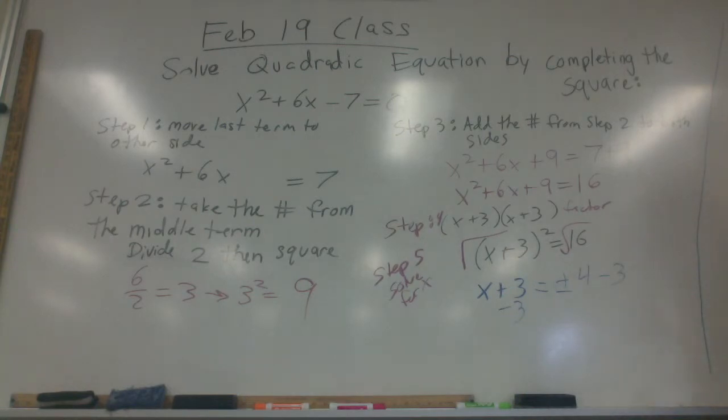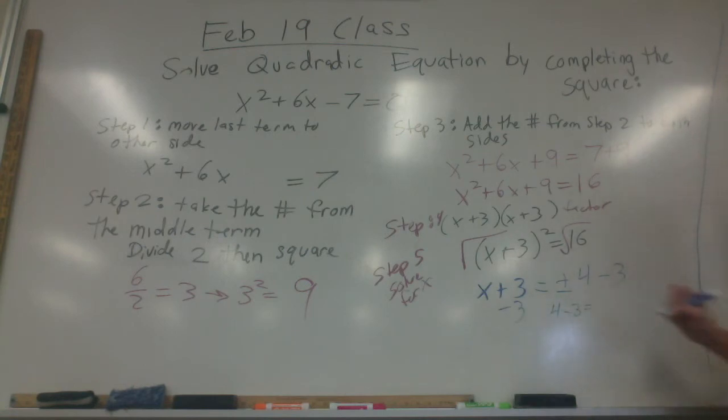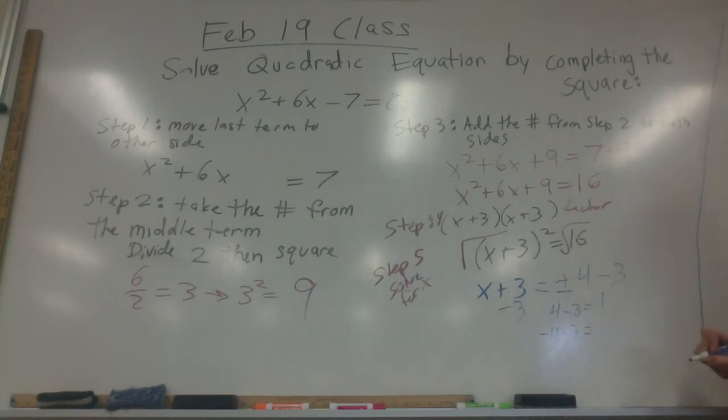Some of your math teachers will allow you to leave your answer as plus and minus 4 minus 3. If you want the actual numbers, we'll just break that up. If 4 was positive and we minus 3, what's that answer? 1. If 4 was negative and I minus 3, what's that answer? Negative 7. So maybe in your case, if you can leave it like this, you should. In this case, x can be either 1 or negative 7.